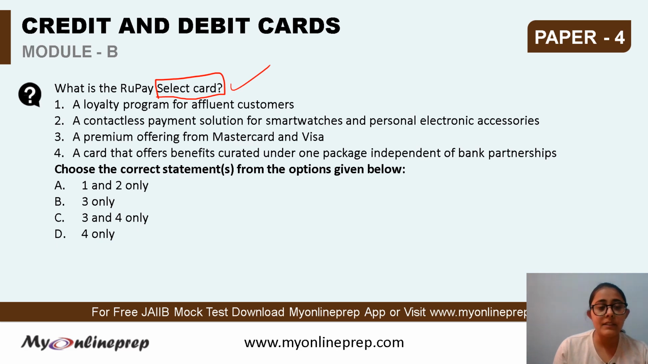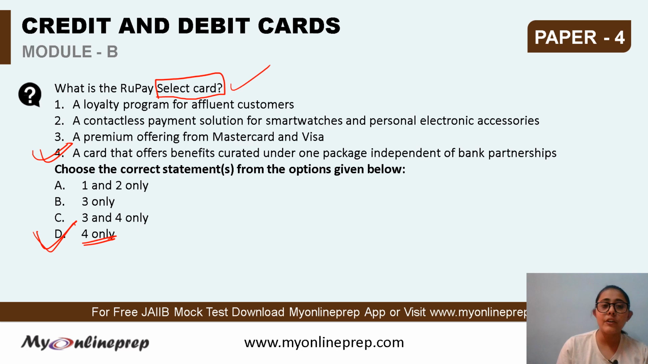So among these statements, actually only one statement is correct for the RuPay Select card. This is the fourth statement, that is, it is a card that offers the benefits under one package independent of the bank partnerships. It is not dependent on the bank partnerships. So only 4 is correct, and here option D is given, 4 only. So the correct answer is option D. Out of these four statements, only the fourth statement is right.